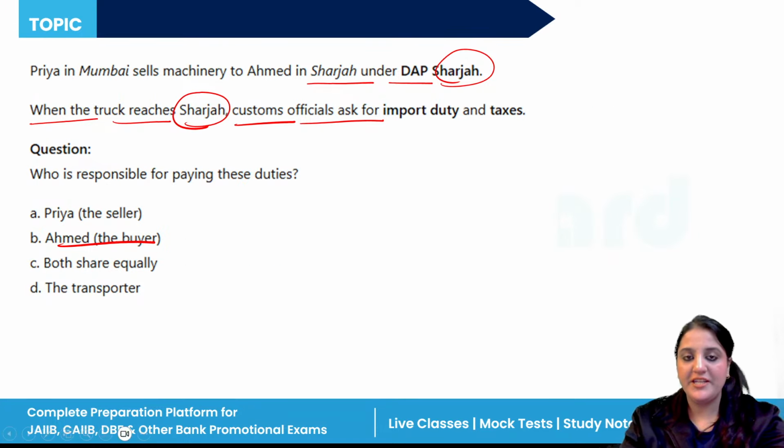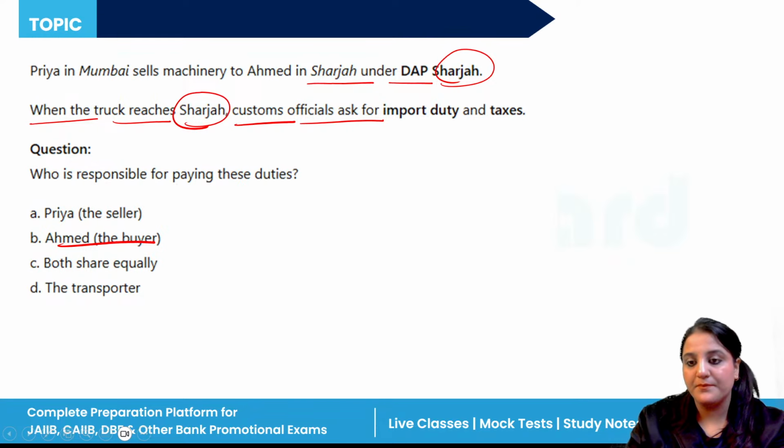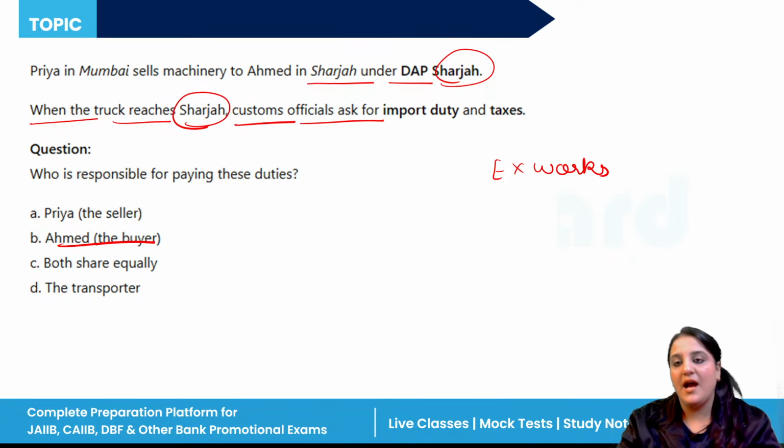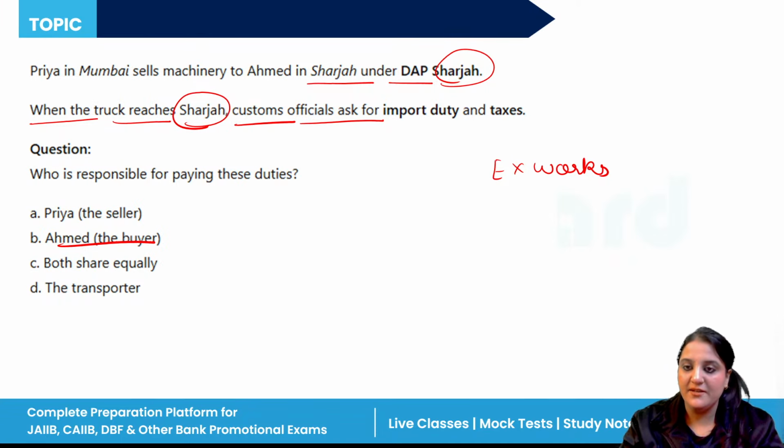So we have learned about DAP and DDP. What is the meaning of EXW? EXW is basically Ex Works. Ex Works means named place of delivery. I explain this because in every cycle these types of questions will be there. In EXW, seller responsibility is very minimum, whereas buyer responsibility is maximum. So the buyer picks up goods from the seller's factory and the seller just keeps the goods ready.